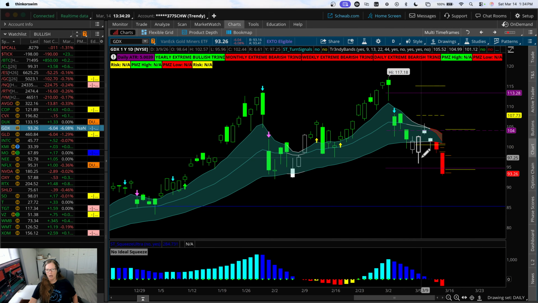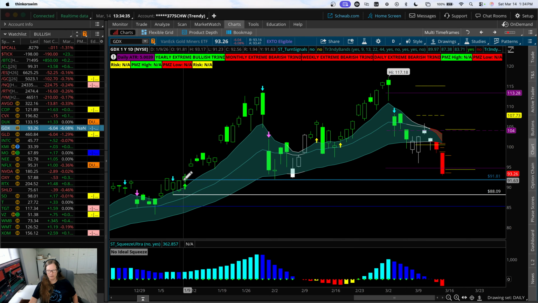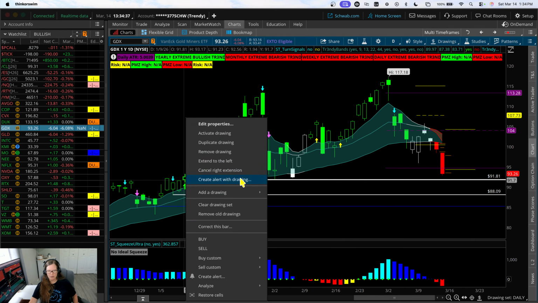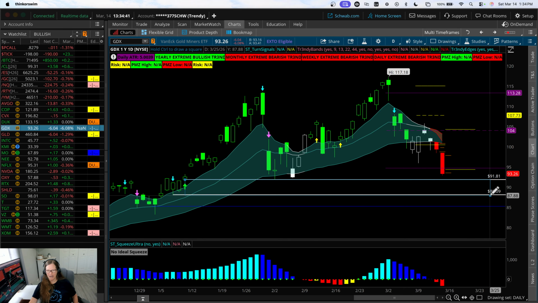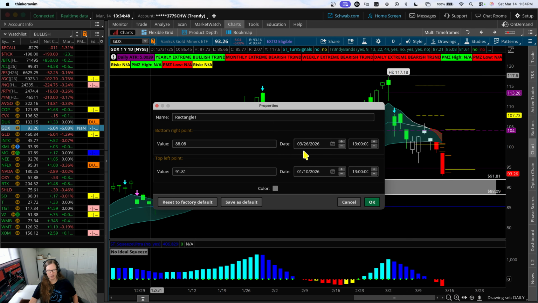Okay? Now, how do we find that lower demand zone where price could potentially be falling to? You want to look down, you want to look to the left, and you want to look for the inside and up candlestick structure. This is where price could be looking for buyers. 91.81 to 88.09 on GDX.